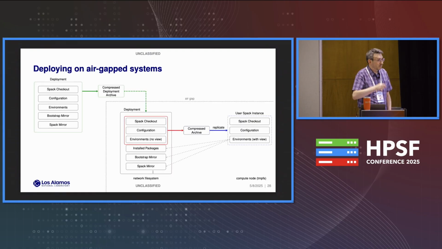compute node. The logical extreme of this is that you have a fully set up deployment with the bootstrap mirror and the Spack mirror, and the configuration files for your environments and the Spack checkout. You compress the whole thing into a squashfs, move it over to the air gap, and then the setup on the air gap system is exactly the same as with a regular system that might have internet access.